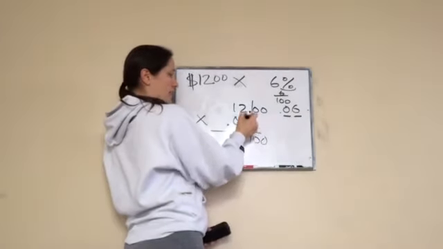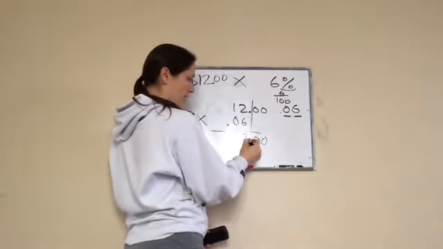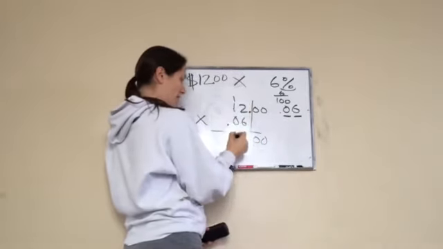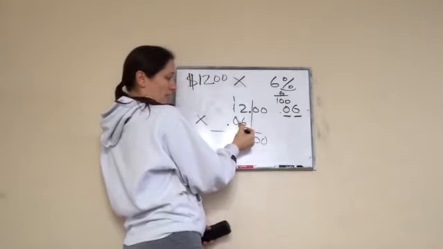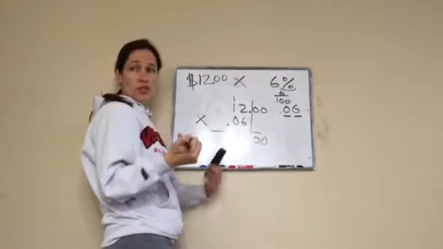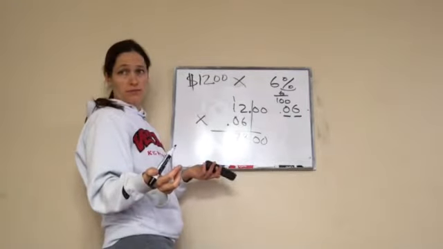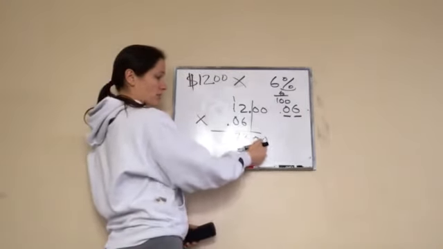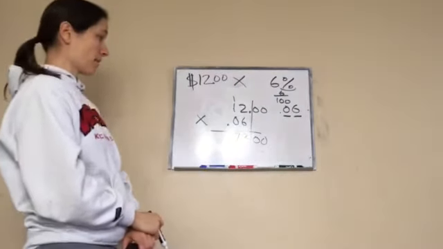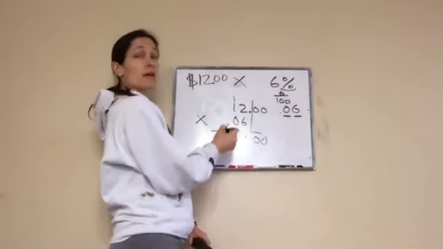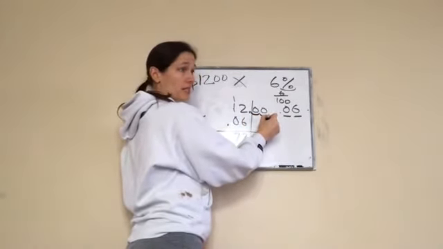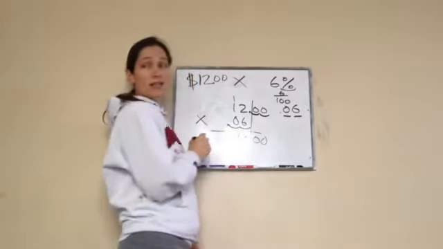Now, 6 times 2, 12, right? 1. 6 times 1 is 6 plus 1, 7. Okay? And now this 0, 0 times 2 is 0, and 0 times 1 is 0. So is there any reason to do that? No. So I have 7200. But, okay, what do I need to do? 0.7200. Yes, because I have 2 spots after this decimal and 2 spots after this decimal.